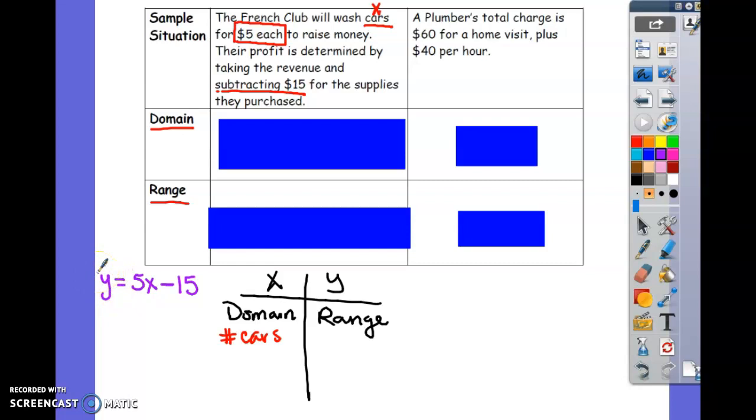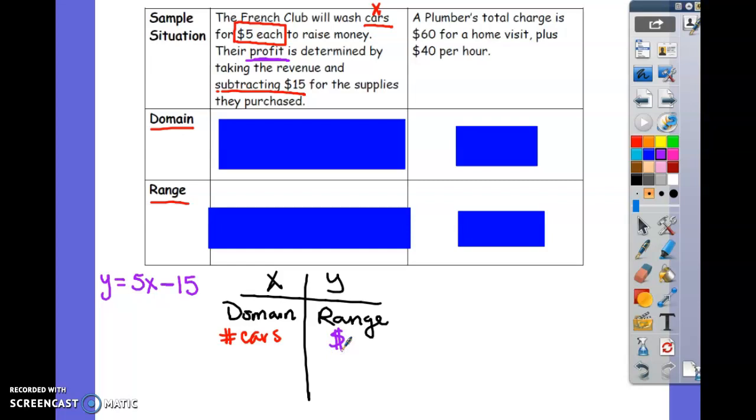What are they trying to do in this fundraiser? Are they trying to get more cars? What are they trying to do? To make what? To make money. Okay, the profit is your Y. Okay? Whatever I get from here, that's going to give me the amount of money that I have. So my money is my range. Profit, my profit, right?